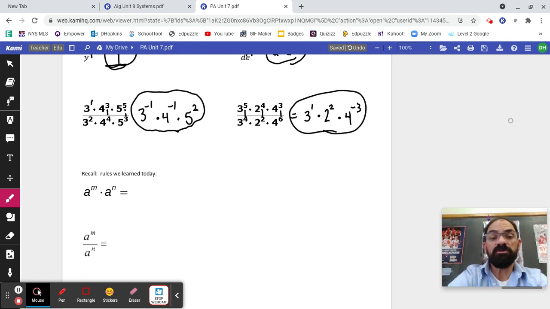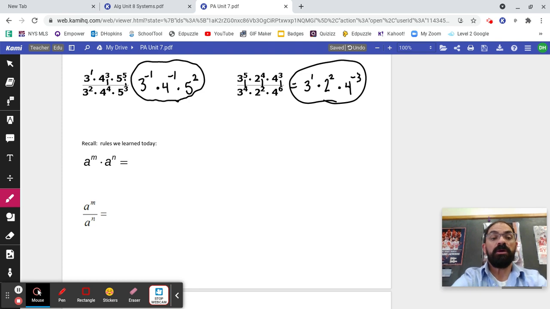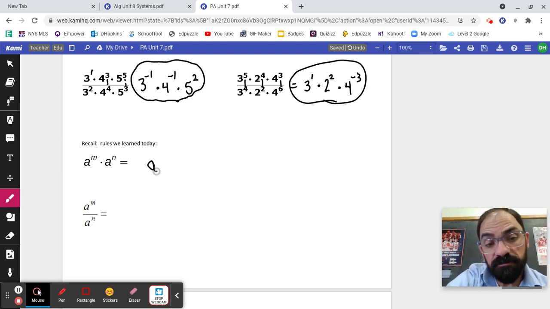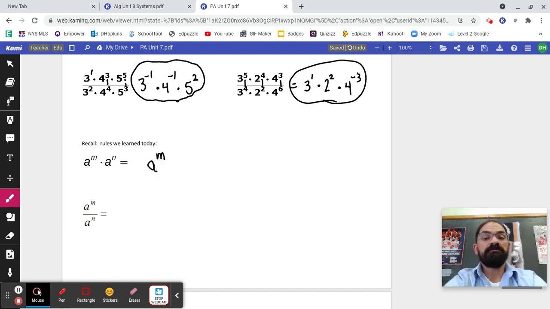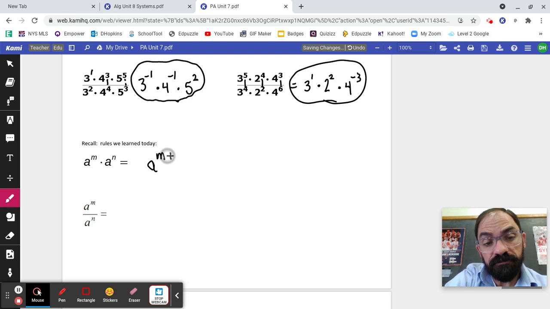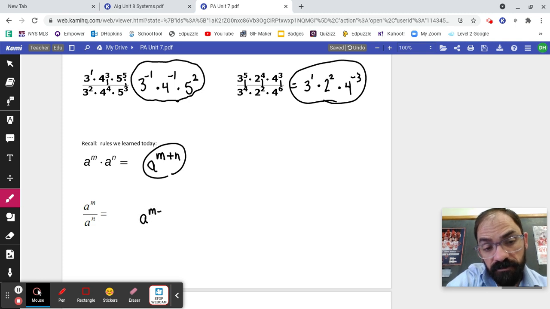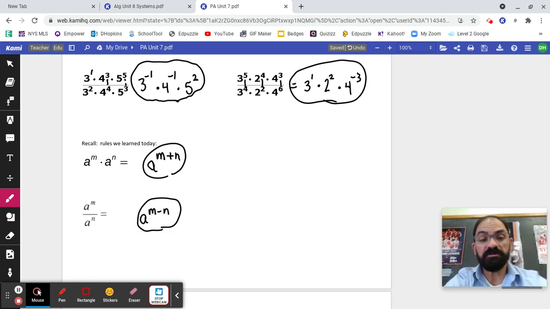Okay, so the rules that we learned today. When I multiply exponents that have the same base, I add them. And when I divide exponents with the same base, I subtract the exponents. Okay, we'll practice that.